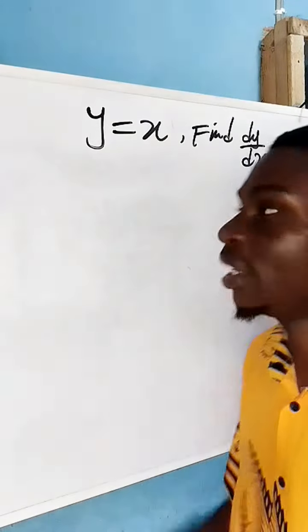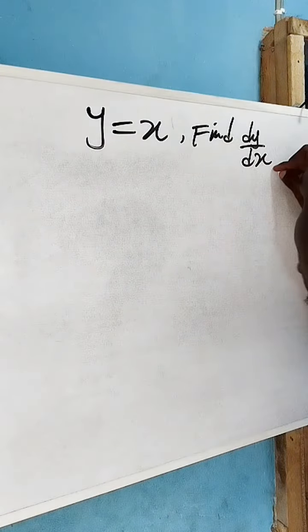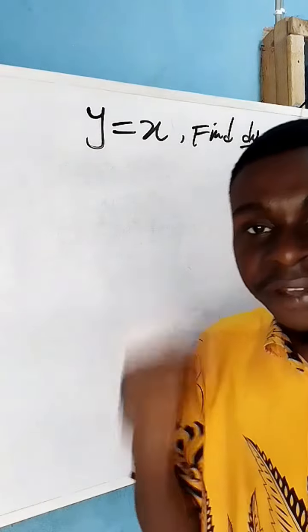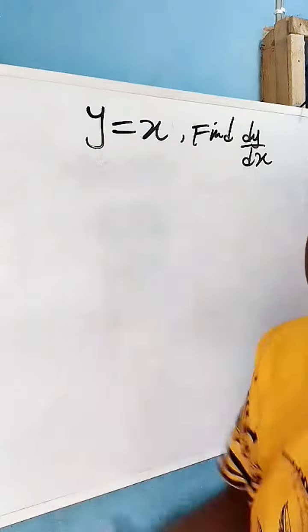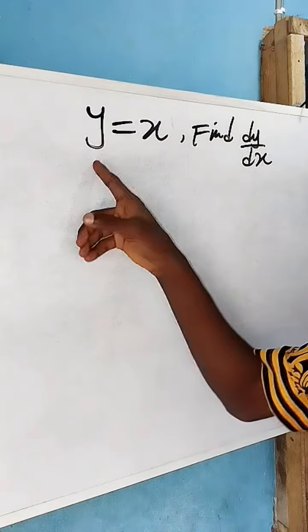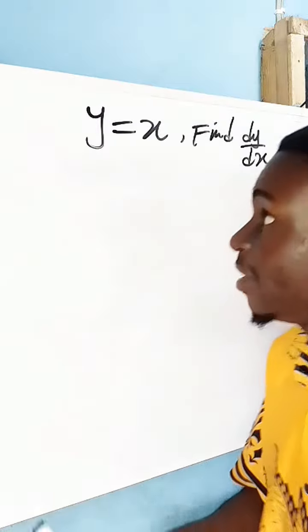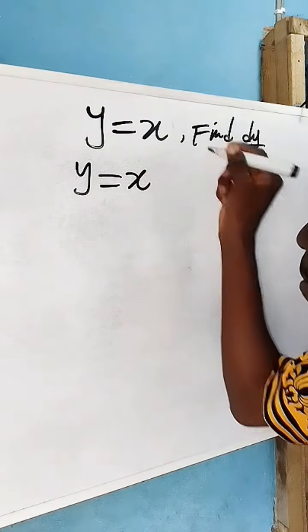Alright, now we have this on the board. y is equal to x. Find dy/dx. I am going to use the first principle method of differentiation to differentiate this function. Now we have to find dy/dx given y is equal to x. So first, let's write down the equation as y is equal to x.